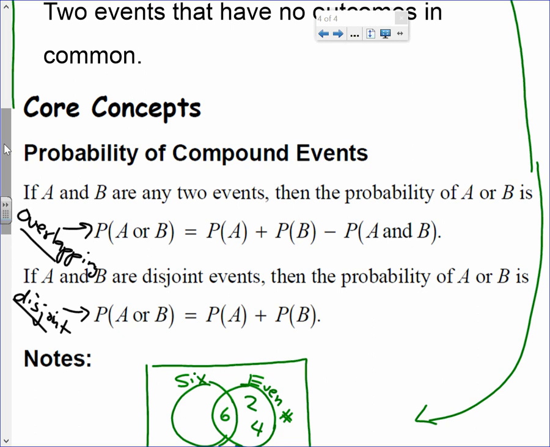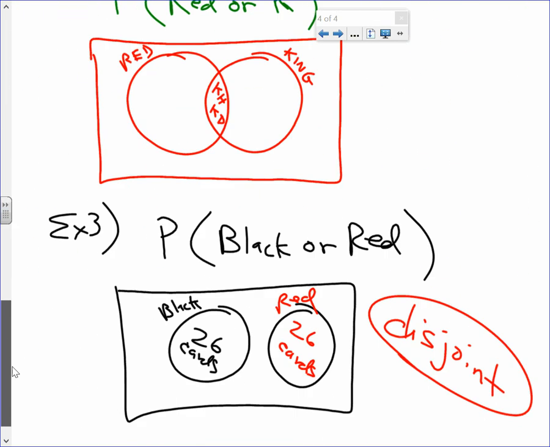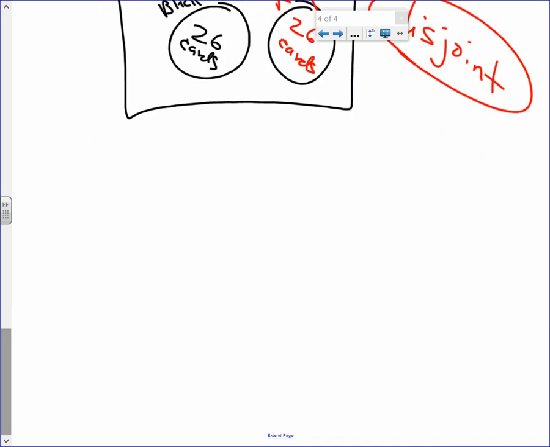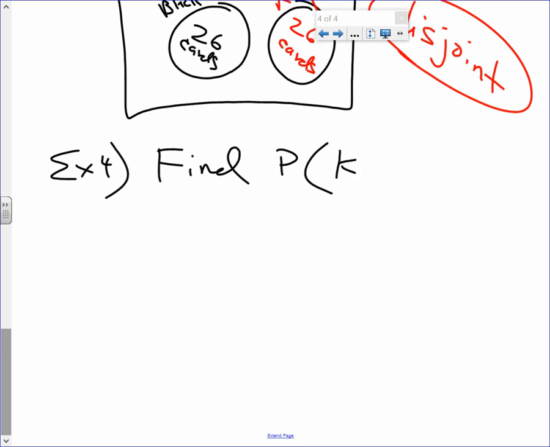All right. One away. Quick example, last one. Let's go to example 4. We're not going to use one of these formulas here. We'll write example 4. Find the probability of a king or a black card.